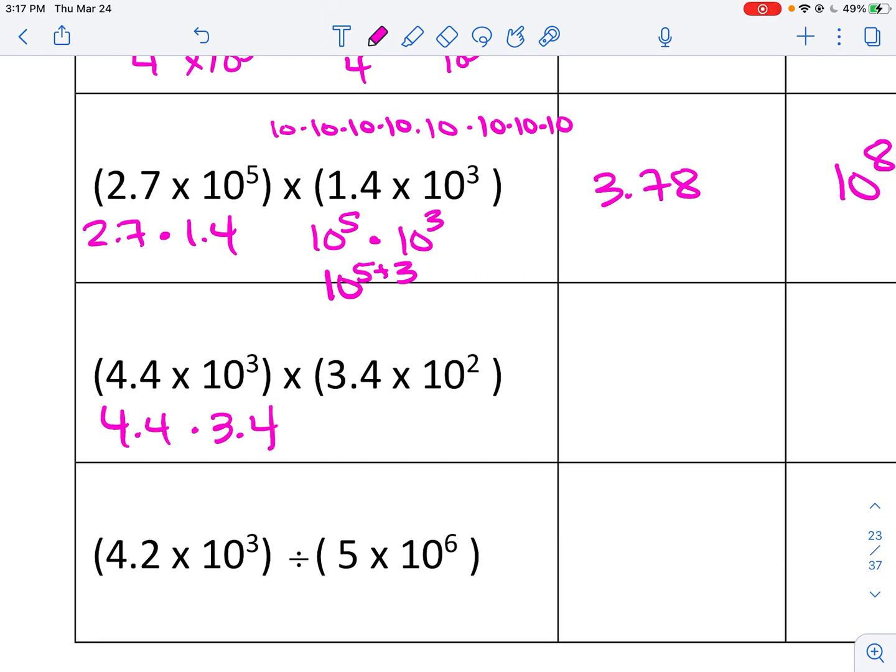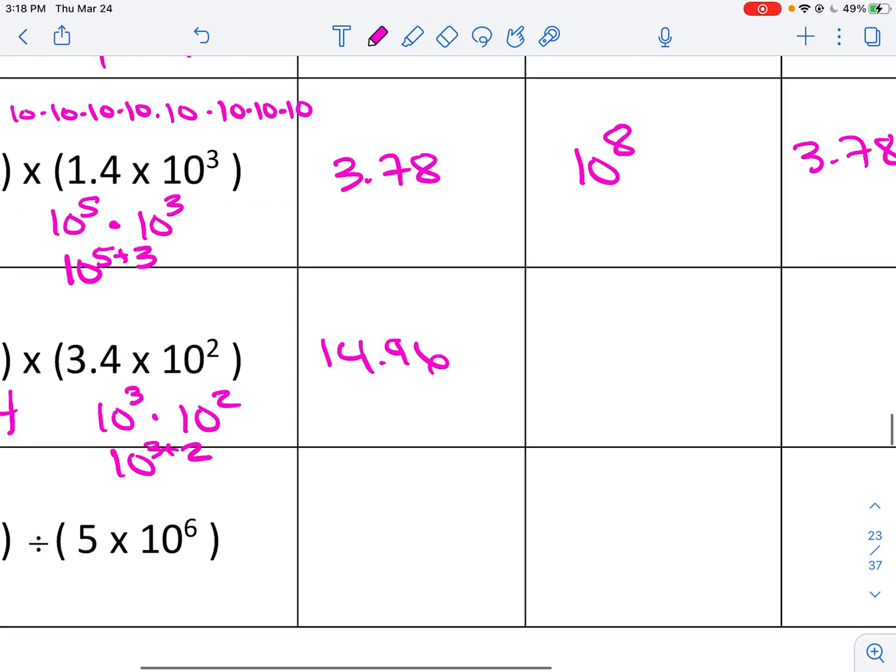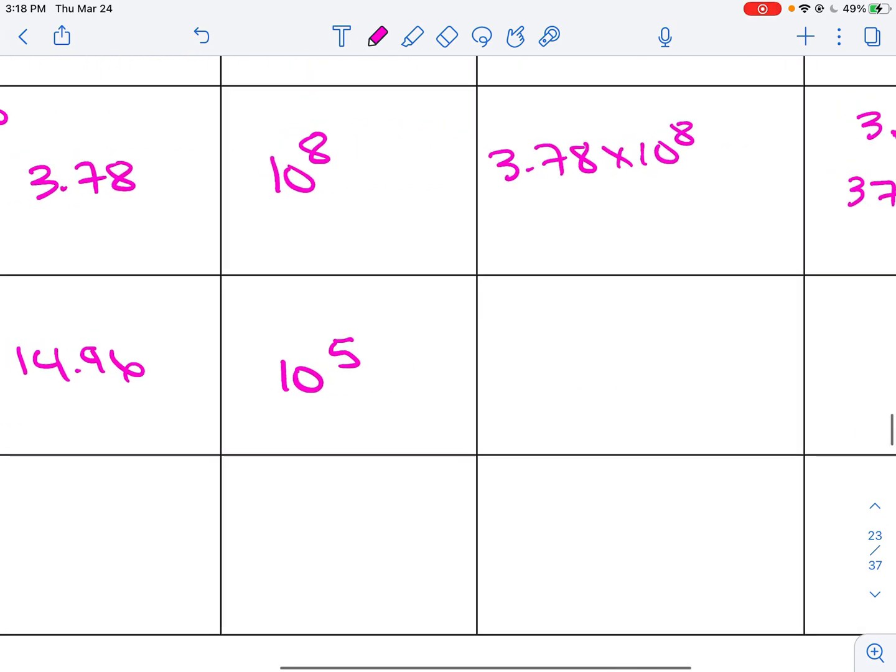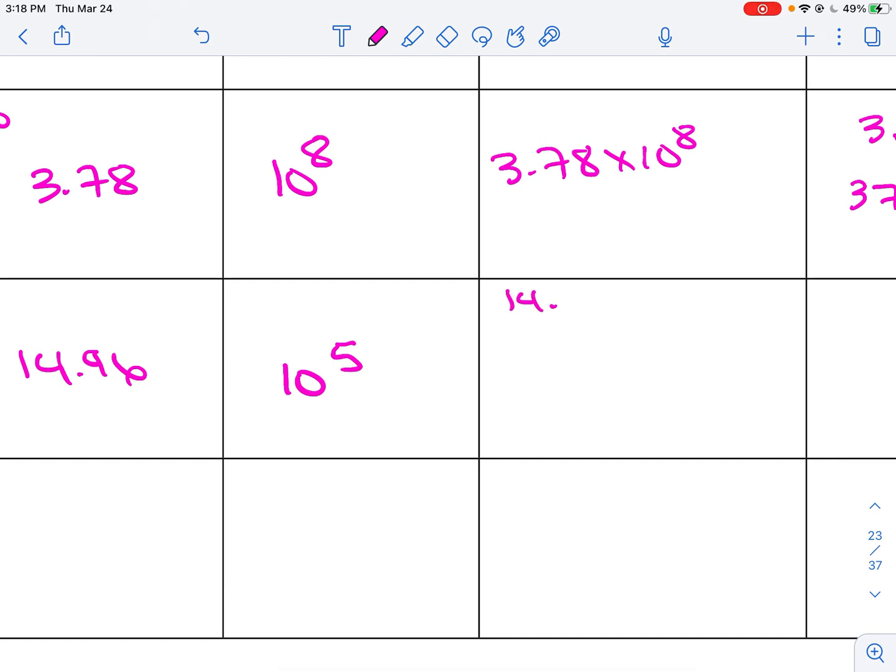This next one, again, I'm going to take the 4.4 and multiply that by 3.4. When I do that, I get 14.96. Then I have 10 to the 3rd times 10 to the 2nd. So all I do is add my exponents. Oops, I added it in my brain. 10 to the 5th.